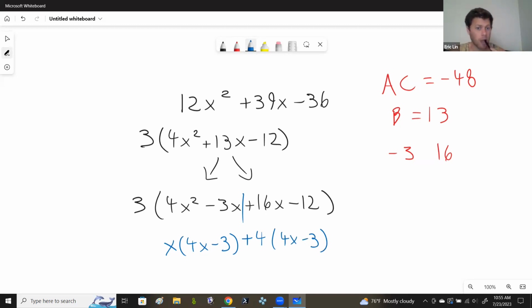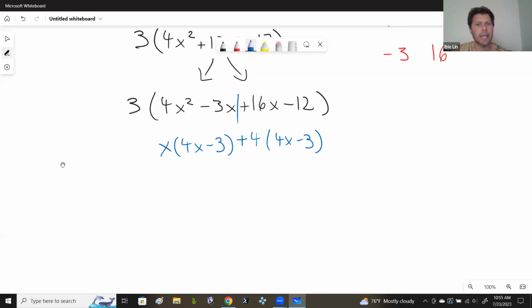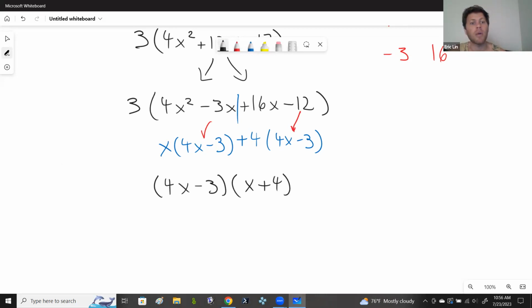I once again see that the 2 parentheses are equivalent. They have the same thing. So I've done everything correctly up to this point. So I will make sure that I factor out the common term of 4x minus 3, leaving x plus 4. And of course, I want to make sure I bring the 3 along for the ride. And that is my final answer.